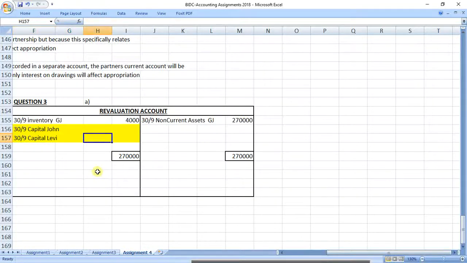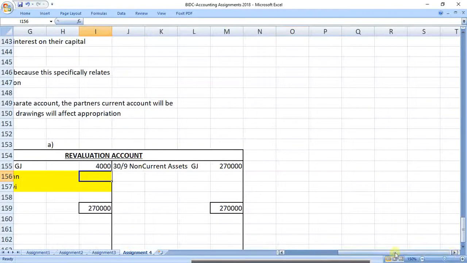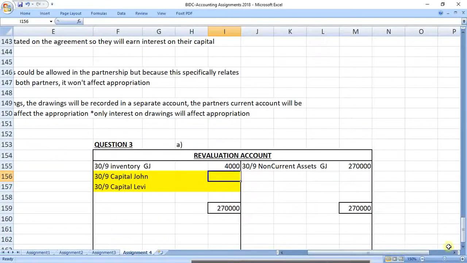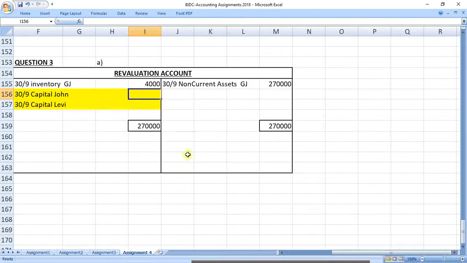Okay, so John and Levy each get a share of the benefits. We need to work it out. They say in the question that they shared profits and losses equally. So what is the difference here? I'm just doing a separate calculation. This you don't have to show.